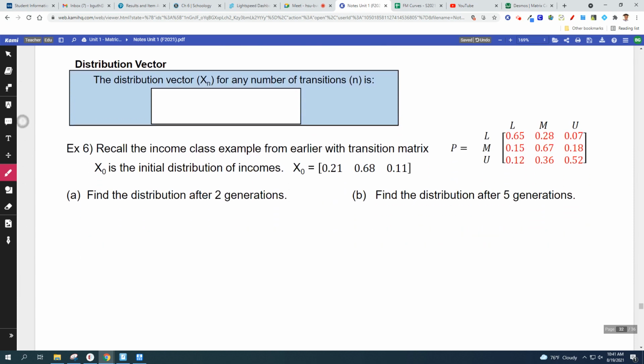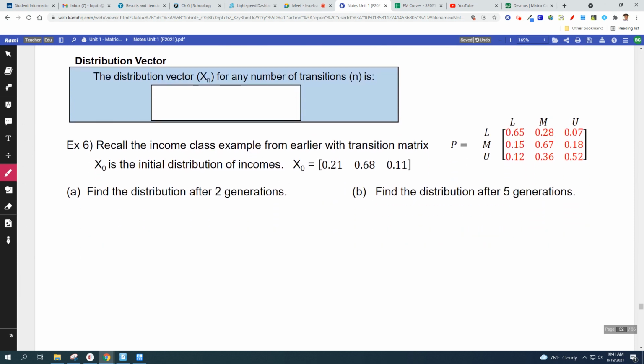Distribution vector. Okay, so again, we're talking about vectors, and this is the part that people really struggle with. The distribution vector x sub n for any number of transitions is this: x sub n equals x sub 0, that's the initial, times P to the nth power.